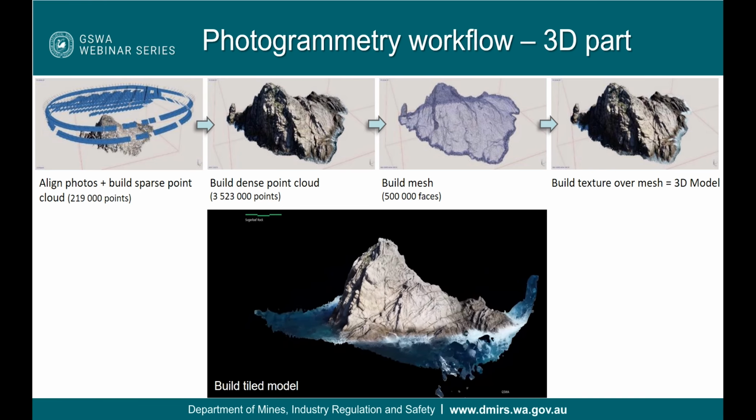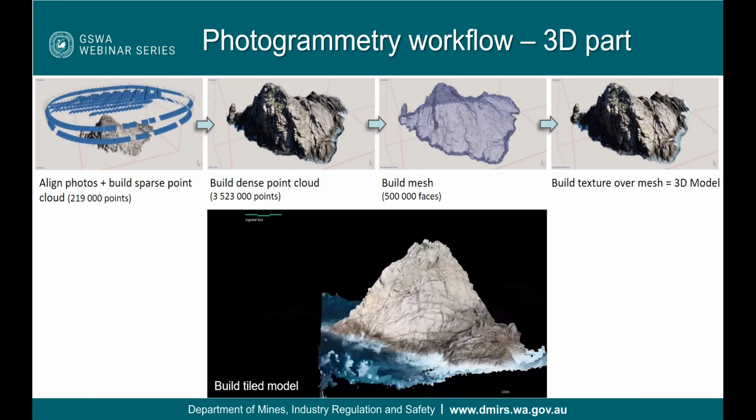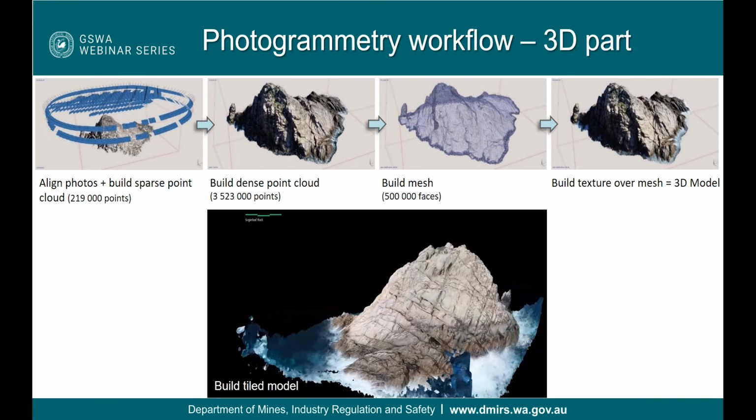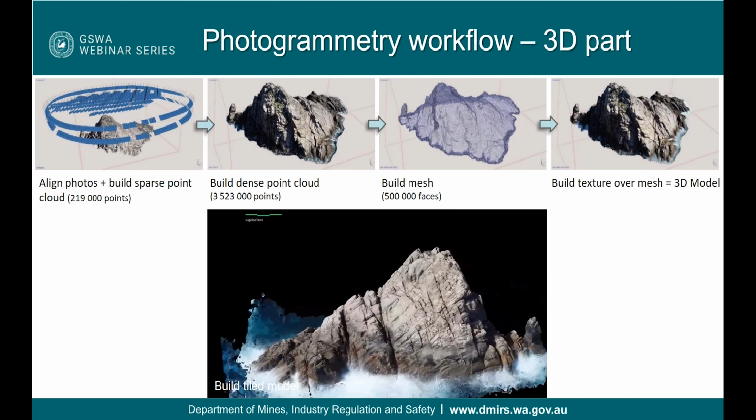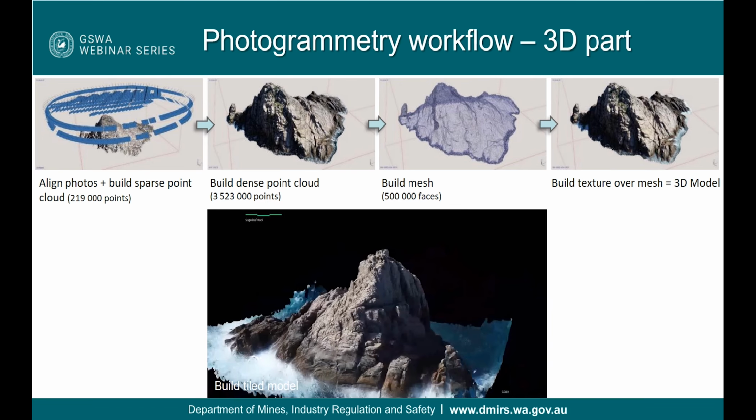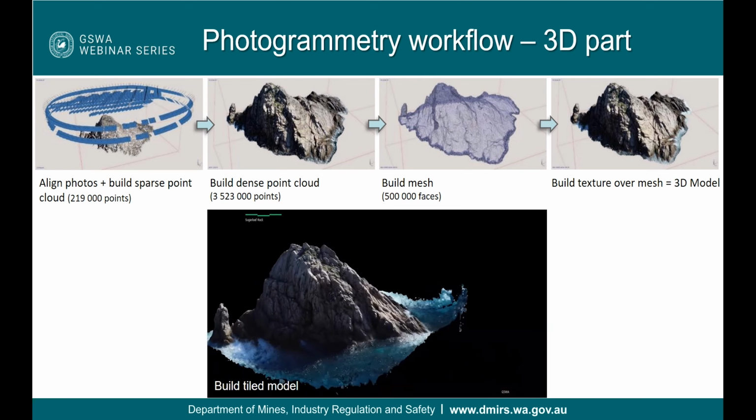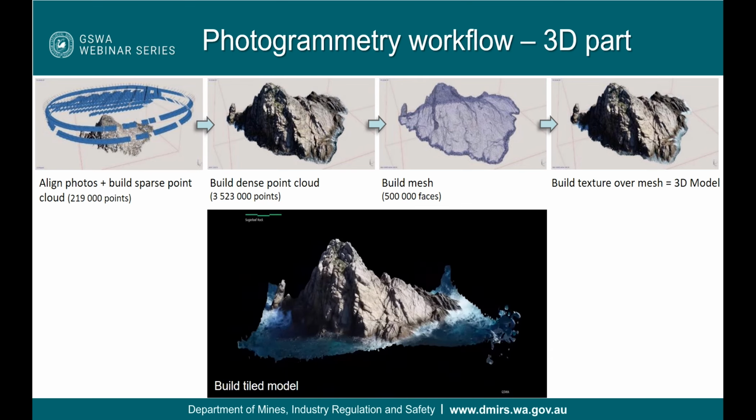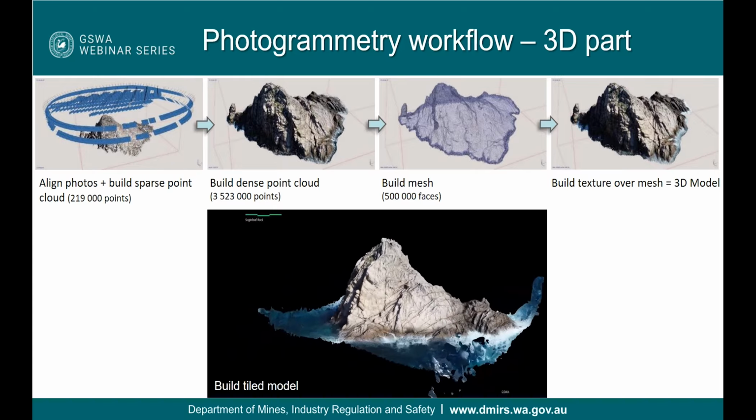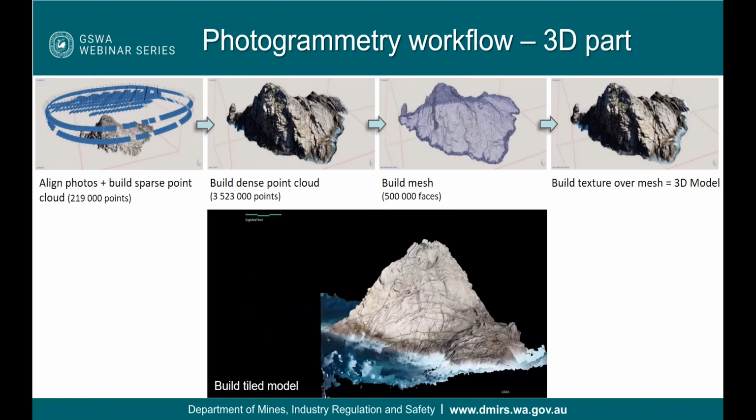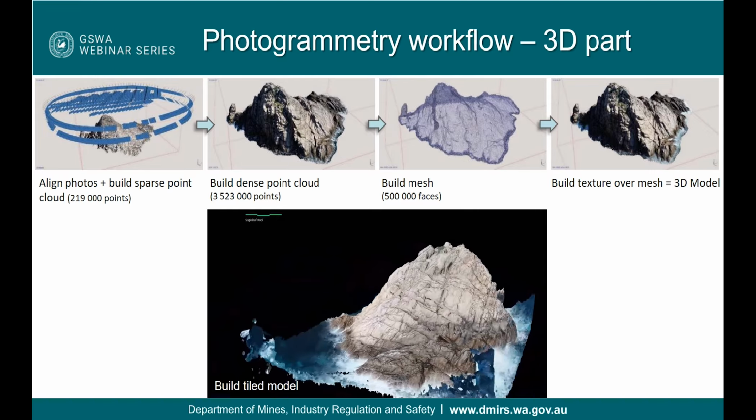Then the processing part. Typically a survey will contain hundreds of photos that you then import into your favorite photogrammetry software. Here I use Agisoft Metashape Pro, and the first step is to check the quality of the photos. Then you can simply follow the photogrammetry workflow provided by the software.